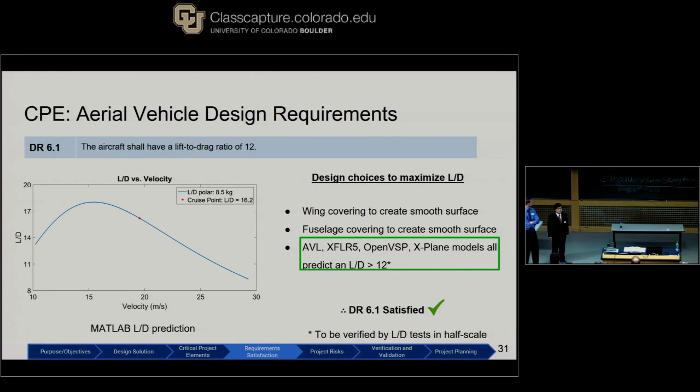Next, derived requirement 6.1, the aircraft shall have a lift-to-drag ratio of 12. Shown on the left here is an analytical model that shows the relationship between the lift over drag and the cruise velocity. With our aircraft at a cruise velocity of 20 meters per second, this model predicts a lift over drag of 16.2. We also ran aerodynamic simulations using software available online, such as AVL and XFLR, and they all predicted L over Ds greater than 12. Please note in the future we'll be verifying the L over D of our aircraft using a half-scale model, and we will be performing a glide test to verify that. Therefore, derived requirement 6.1 has been satisfied.